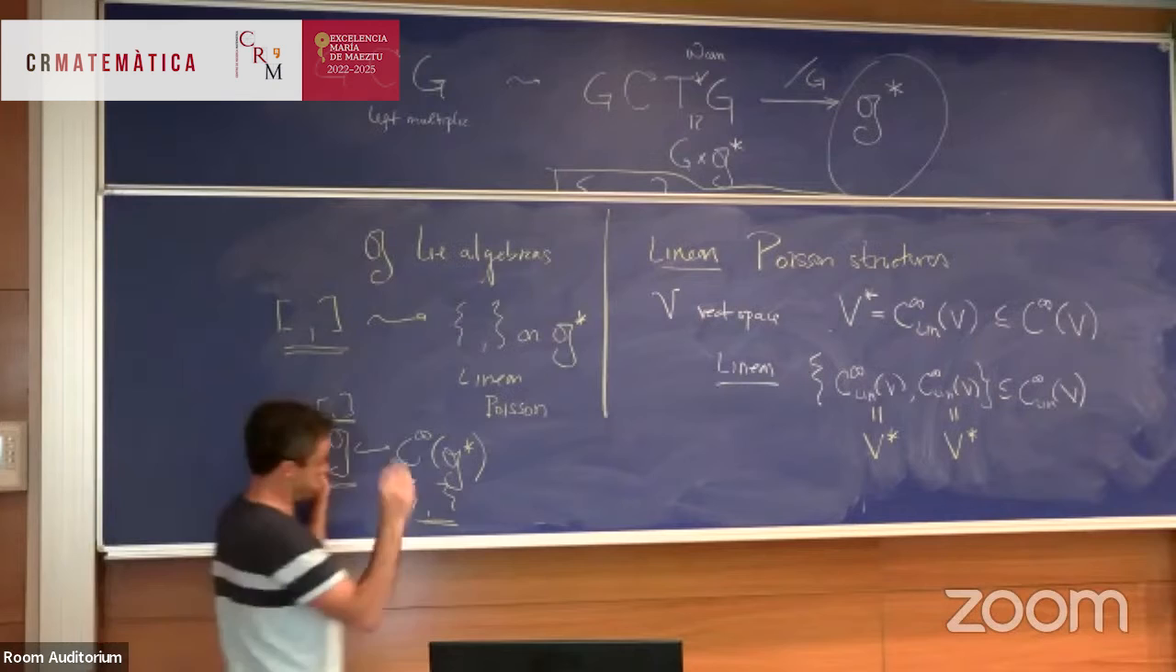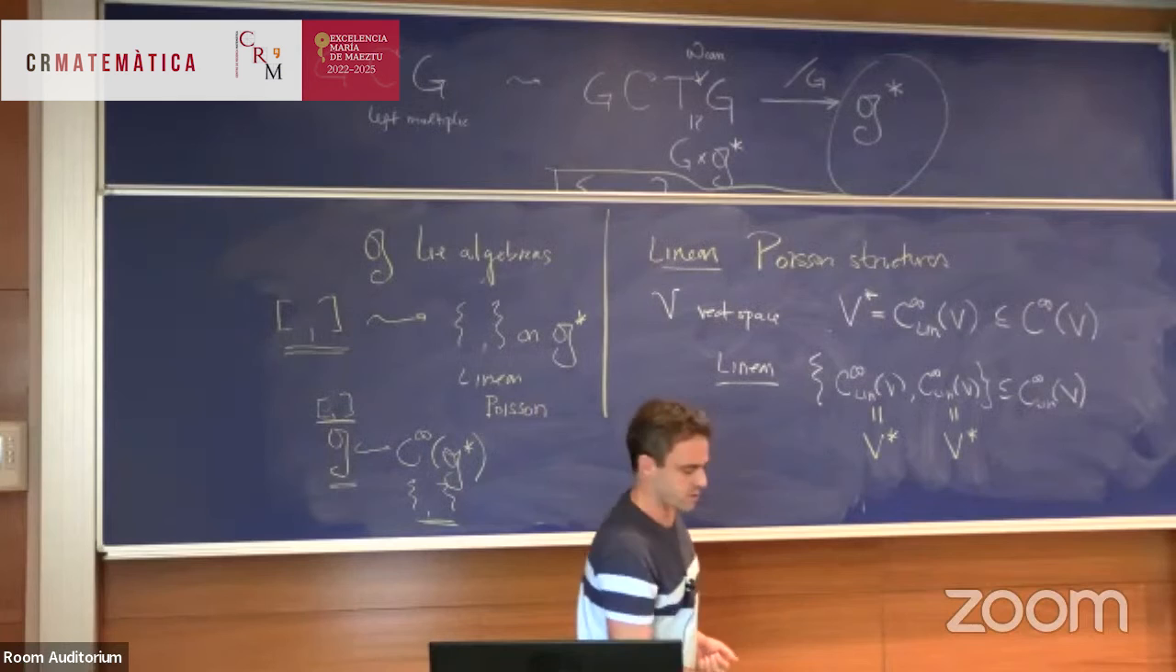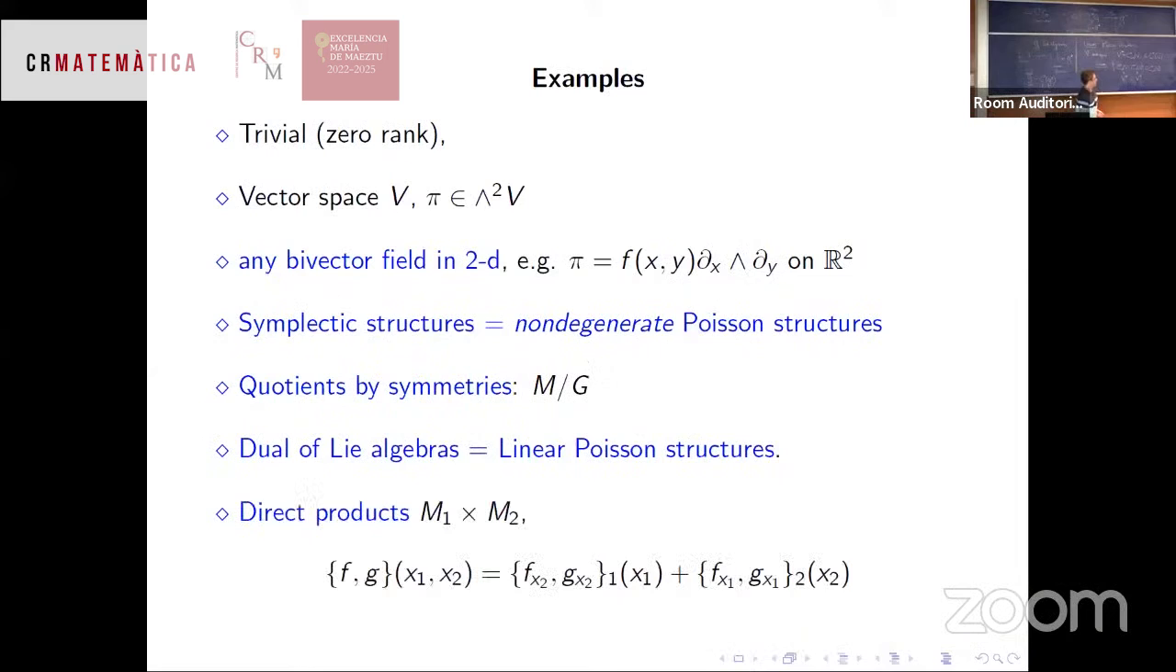But something to have in mind is that Lie algebras are a source of examples of a certain class of Poisson structures. We can also take direct products of Poisson manifolds. This will also be in the problem set for you to work out the properties of this product. But it's important to have that in mind.